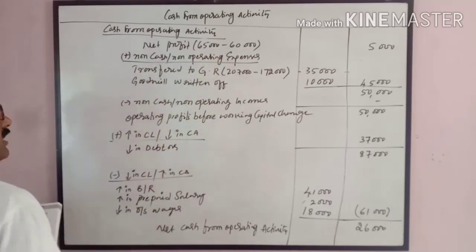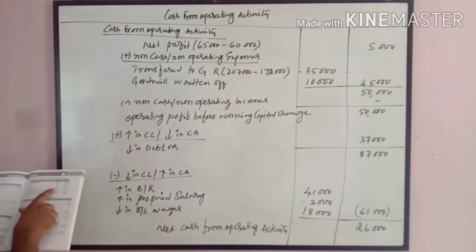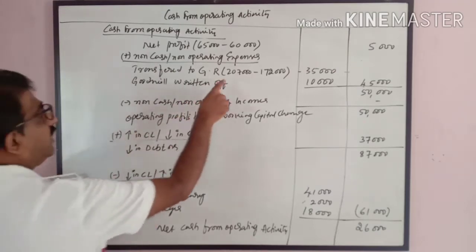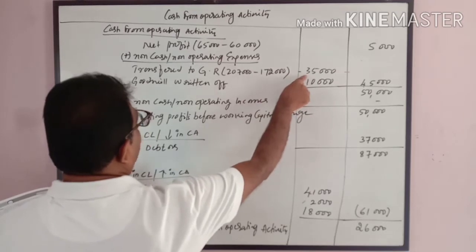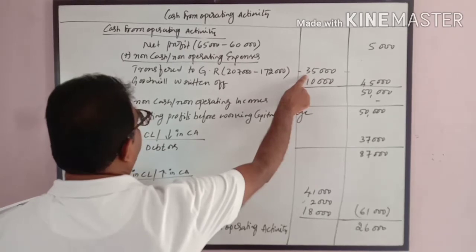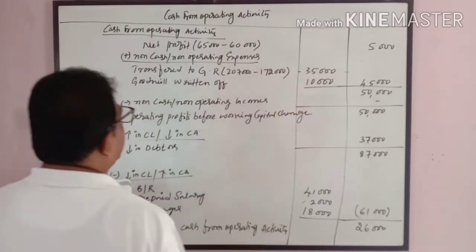Non-cash or non-operating expenses, just go through the problem. Debtors, bills receivable, wages outstanding, salaries prepaid come under current assets and current liabilities. Here we have general reserves. General reserves opening balance was 1,72,000, closing balance is 2,07,000. So the difference between the closing and opening is 35,000, that is transferred from profit and loss account to general reserve account. It is a non-cash expenditure. So 2,07,000 minus 1,72,000 comes to 35,000.